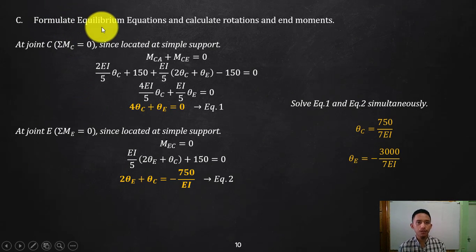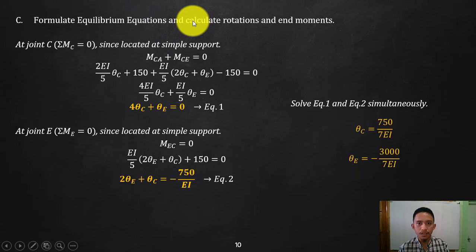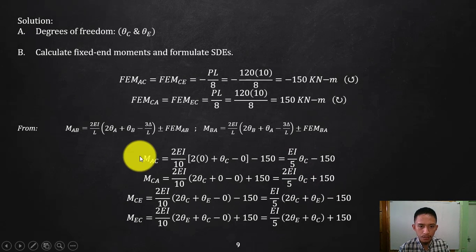Okay, so formulate your equilibrium equations, and then later on, once you have that, calculate the rotations and moments, since of course what we only have here is unknown rotations. So once you have your rotations again, you can go back to your SDEs. Substitute that if that's already solved, and we will have now your end moments. And I will show you later how to use this to solve for the reactions.